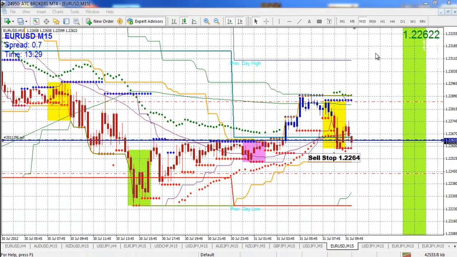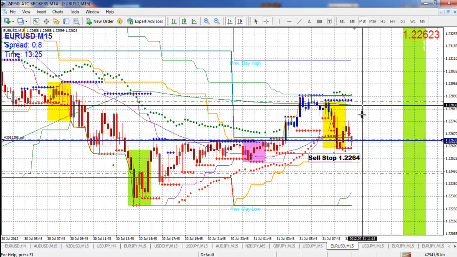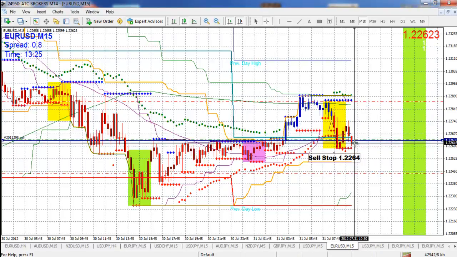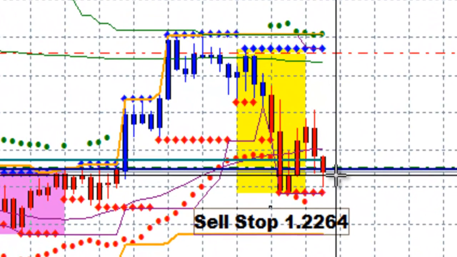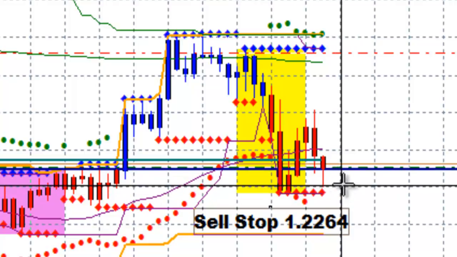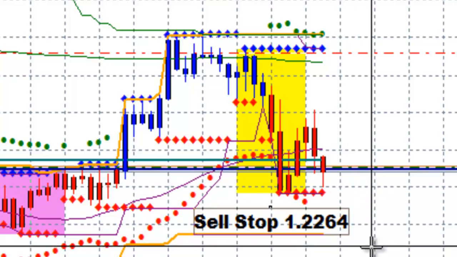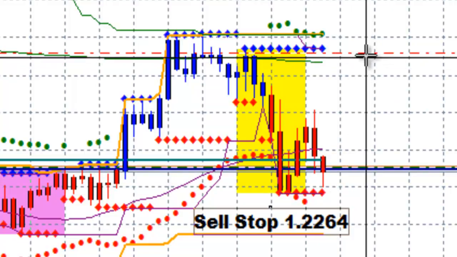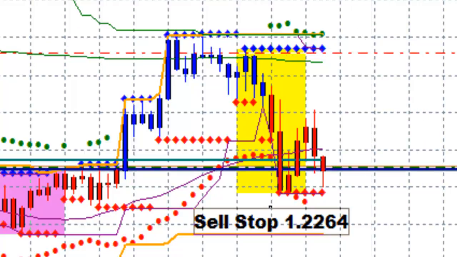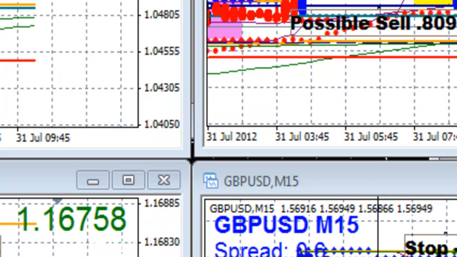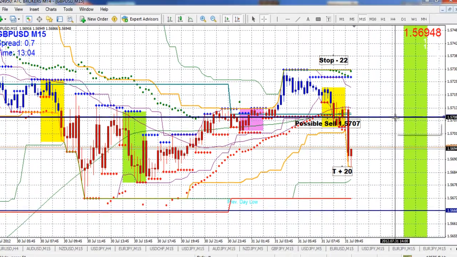Okay, everyone. Well, the London market has opened, and we got triggered into our third trade of the day, which is the Euro US dollar. Sell stop at 122.64. You can see it got triggered, and we're targeting 20 pips here. Our stop will be right on the edge of the box at 22 pips. Okay, and let's see how our trades progressed.